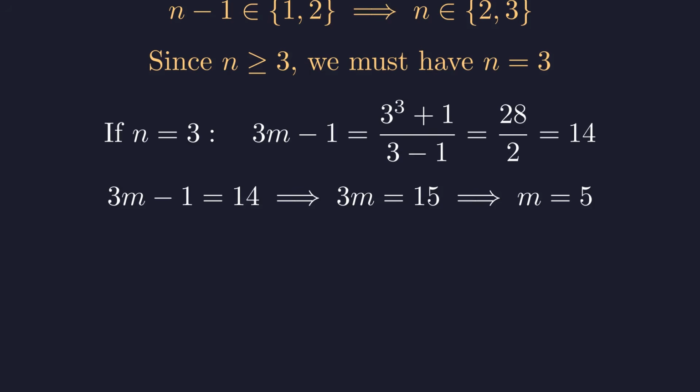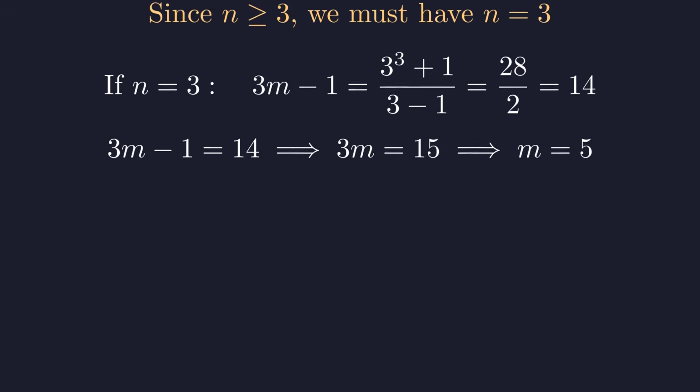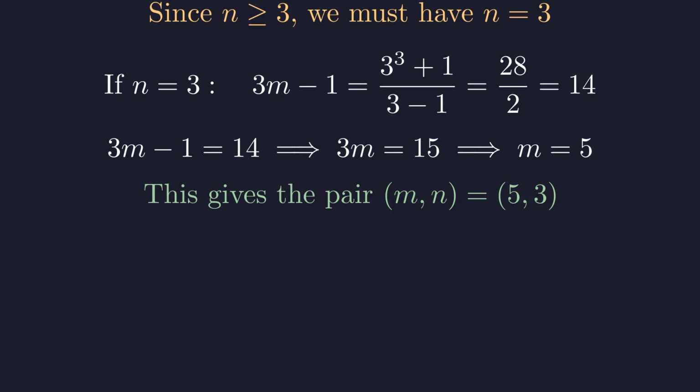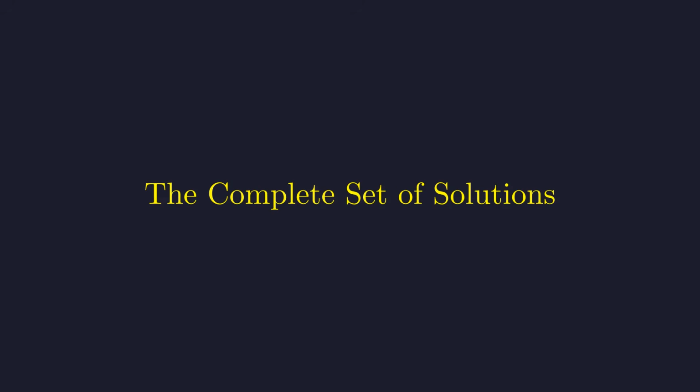Now we plug n equals 3 back in to find m. Solving for m gives us m equals 5. And this gives us our final solution under the m greater than or equal to n assumption. The proof is complete. We've rigorously covered all possible cases.